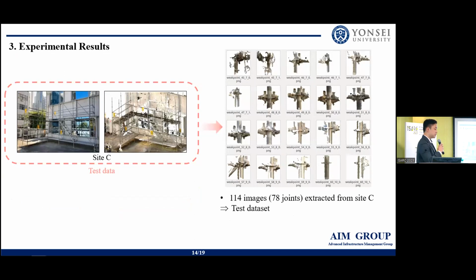The test site C had 13 uprights and 6 floors of guardrails, which sums up to a total of 78 joints in the whole structure. Our image extraction algorithm successfully extracted 114 images from all of the 78 joints. The number of images is larger than the number of joints because we extract 2 images from a corner joint.